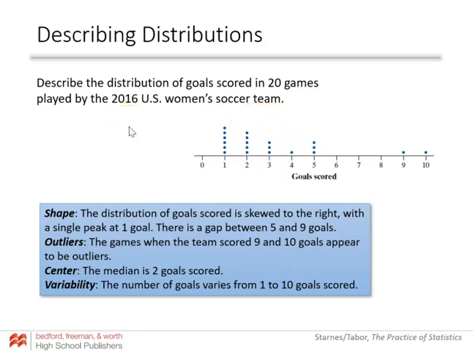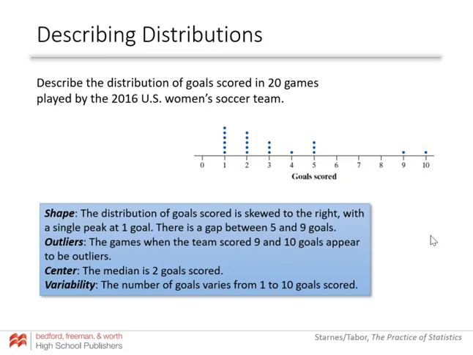And then we can say there's a gap between 5 and 9 goals. Because we have 1, 2, 3, 4, 5, but then they never scored 6, 7, or 8, but they did have a 9 and a 10. Those 9 and 10 look to me to be outliers. They are way far away from the rest of our data.